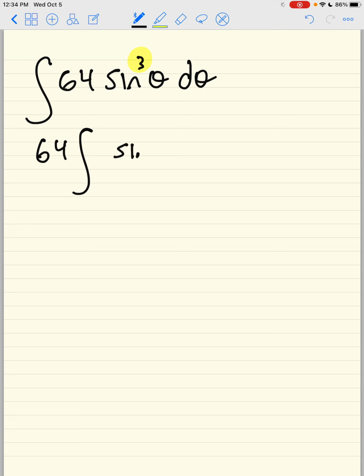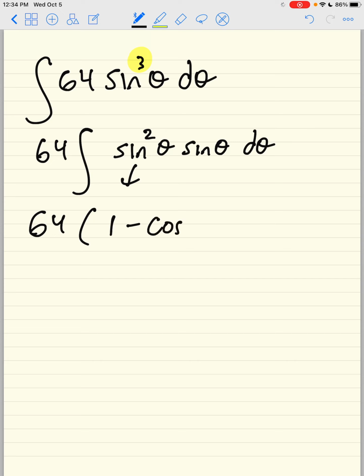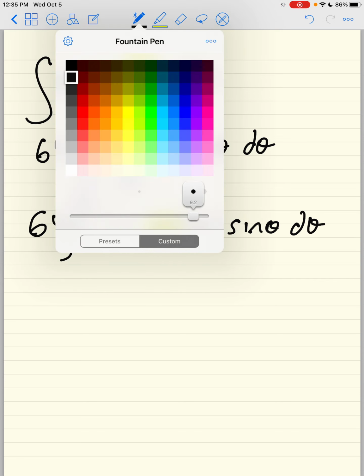You're left with 64, which is just a number, sine to the third theta d theta. You should have learned in a previous chapter that you're not allowed to add 1 to an exponent for trig. When it's an odd number, what you want to do is write it as sine squared times sine. In this case, I'm going to exchange that for 1 minus cosine squared theta times the sine theta d theta. I'm going to let cosine be my u.